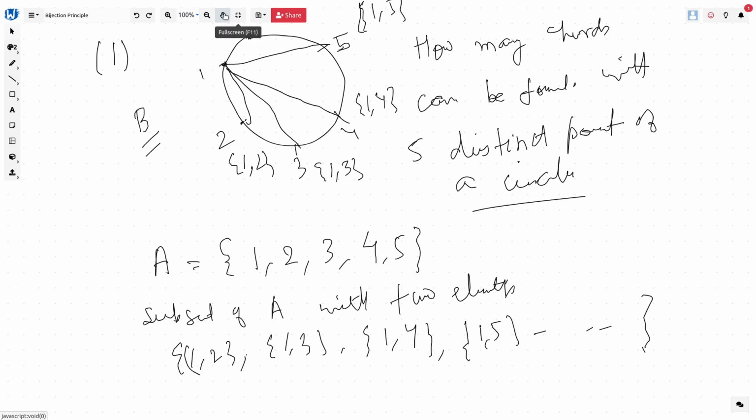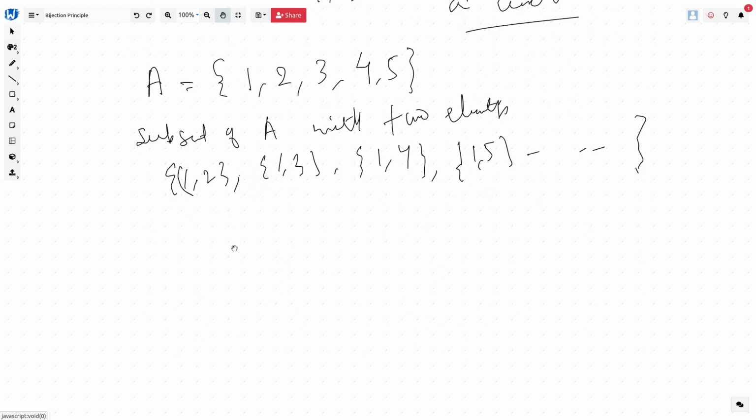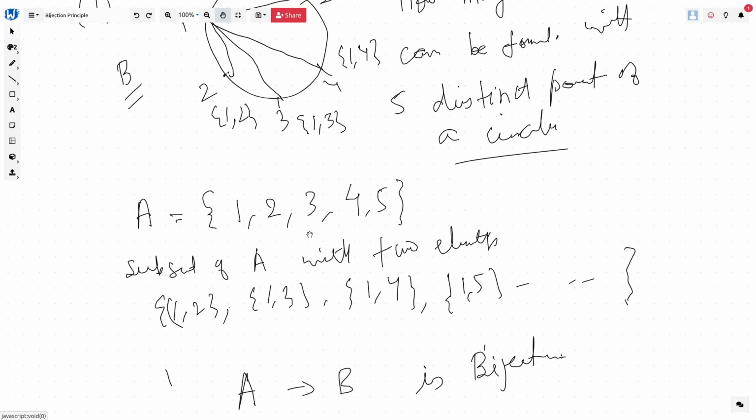Every subset of A will be there as a chord, right? So we draw a parallel that these two, A and B, are a bijection to each other. I leave it up to you to check that the mapping between A and B is a bijection. Hence, the number of subsets of A will be equal to the number of chords in B, right?